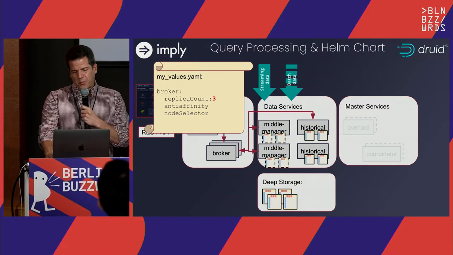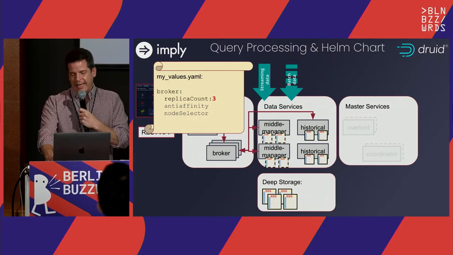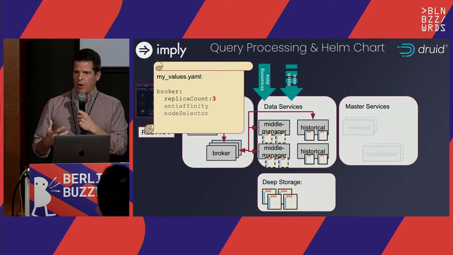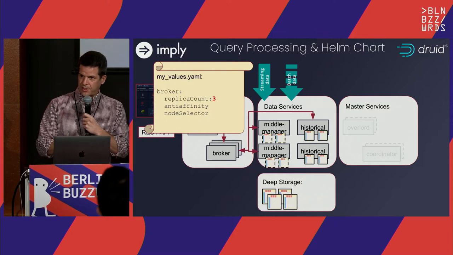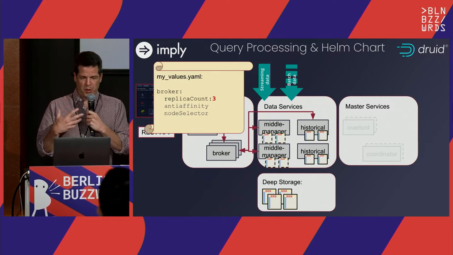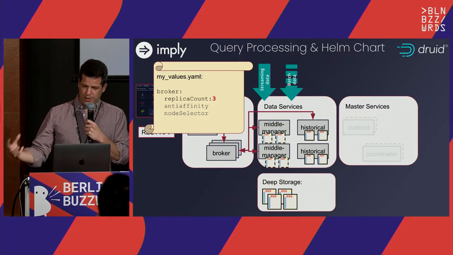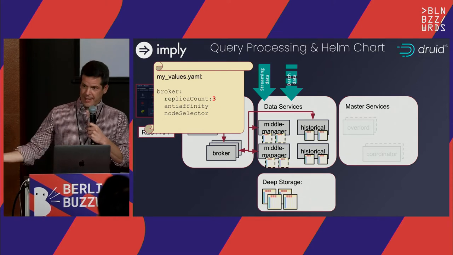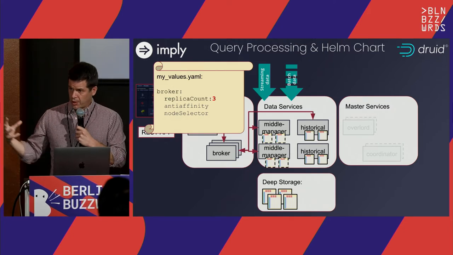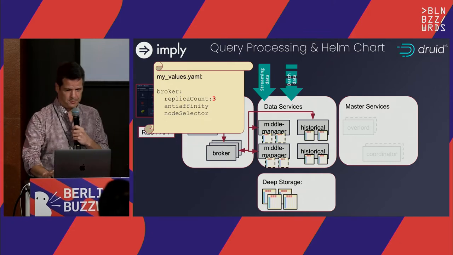The broker, you probably want, I don't know why I said three, you need at least two for high availability. The anti-affinity is also important here for high availability, and the node selector, because the brokers are actually involved in the queries. So you want them to have significant resources. If you have more concurrency, this is where you control the concurrency capability, and parts of the queries, because parts of the queries are actually resolved in the broker as it receives the subsets of results from middle managers and historicals. It has to put them together and do final aggregations. So they require some significant power as well.